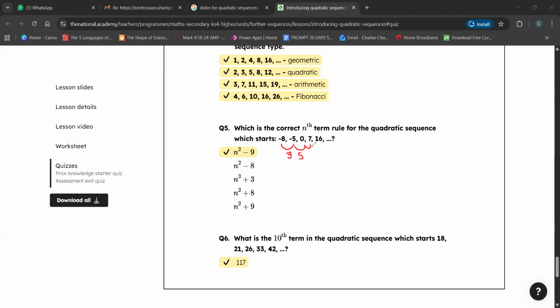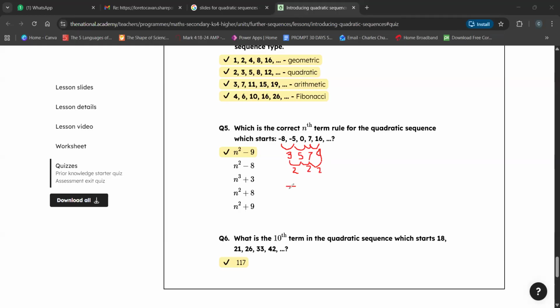Okay, so I'm sure you can already see the trend. Between 0 and 7 is 7. Between 7 and 16 is 9. What would you say is the common second difference? 2, exactly. Plus 2. Same thing here is 2, and same thing here is 2.